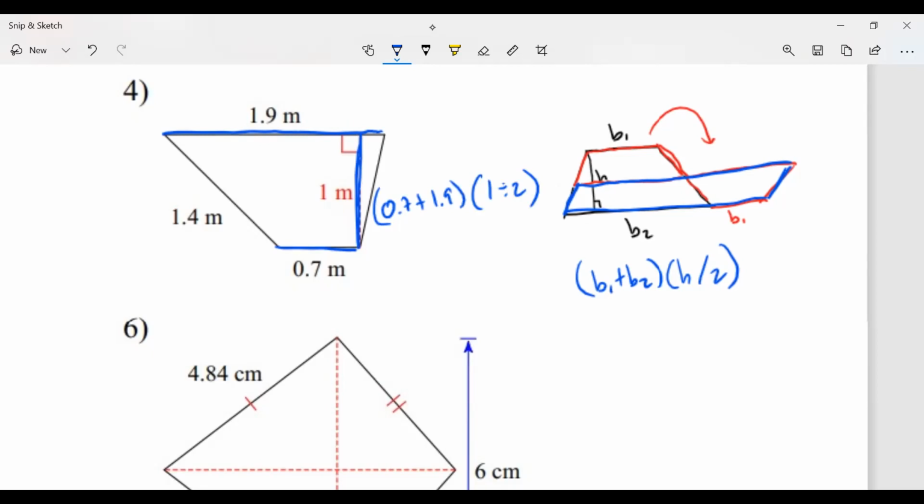Now, can grab a calculator. 0.7 plus 1.9 is 2.6. So my first parenthesis is going to be 2.6. The second parenthesis, 1 divided by 2. My calculator says 0.5. And then I can just multiply that out. 2.6 times 0.5 is 1.3.